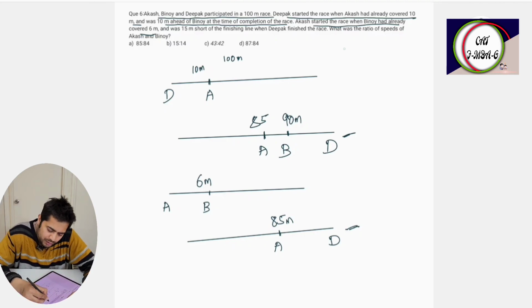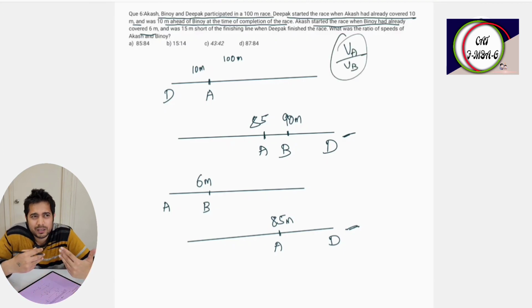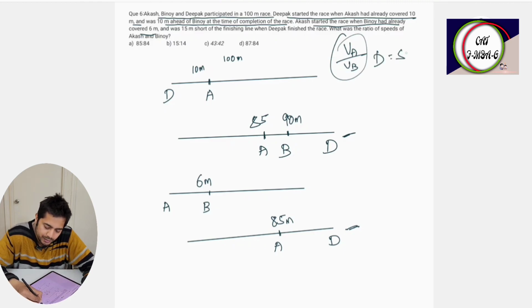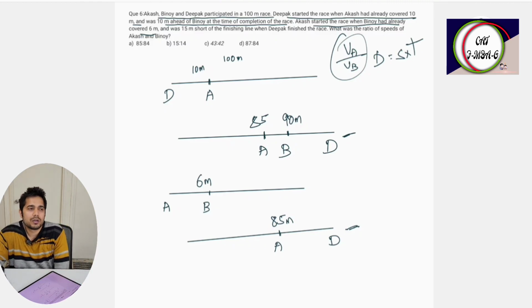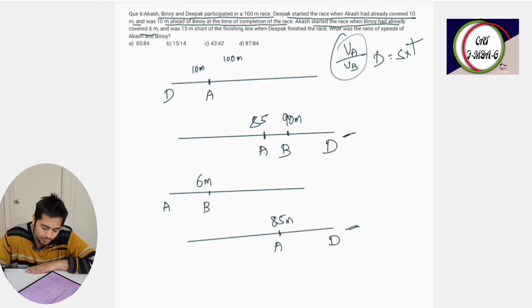So we have to find out the ratio of speeds of VA to VB. And speeds are directly proportional to distance also. Distance is equal to speed into time. This is a bit different question. Generally, I do not solve this dead heat or race kind of questions, but this is a bit different question. So our trick is here.